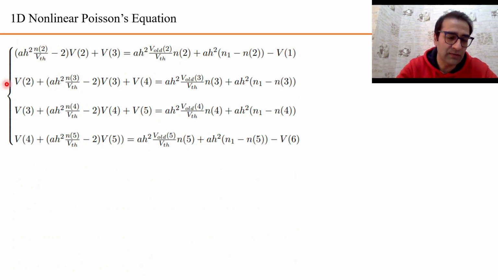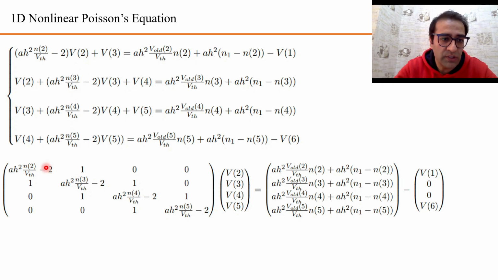Doing that, we will end up with such a system of equations. And if you notice, we can write the matrix form of this equation. The matrix form of this equation will be the following. We have V2, V3, V4, V5. We have some coefficients that are all known, because A is some parameter and h is a parameter. We know the value of N2 from the first equation. We know the VTH, and all the other terms here are just some numbers. Even on the right hand side, all values are known, and this V1 and V6 are known.